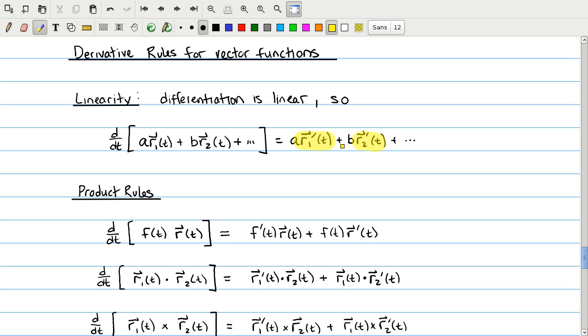And that's the definition of linearity, that you can take something like this and break it apart into pieces, take the derivatives of each piece, and put them back together. Now that only holds for scalar multiplication and addition, but those are two important operations, and it's very convenient to be able to take differentiation out of those operations.